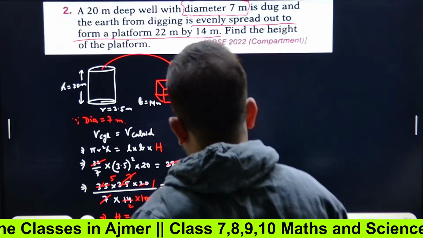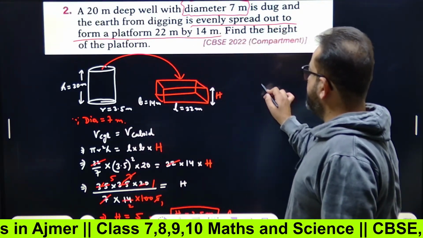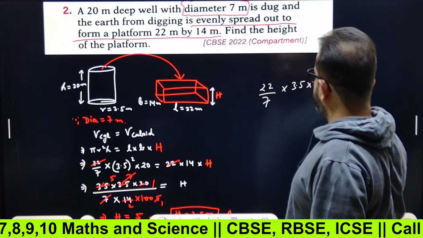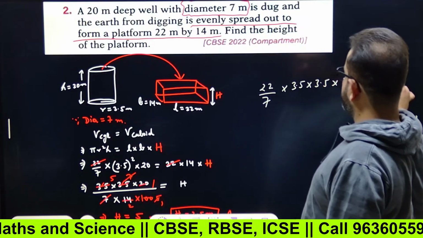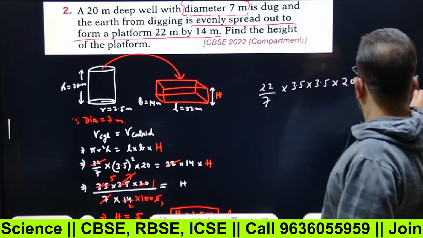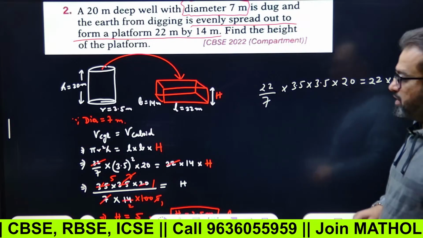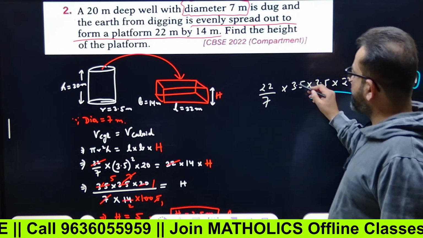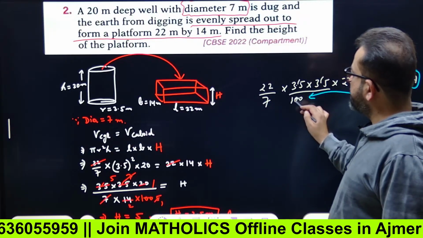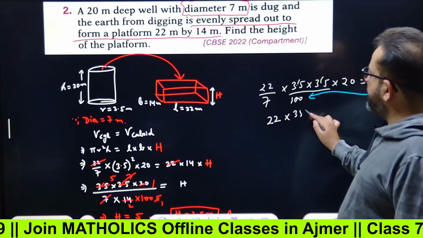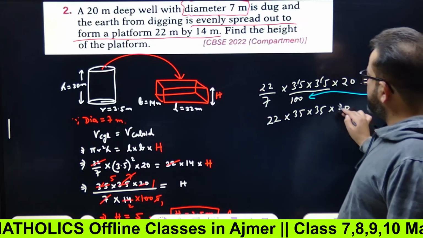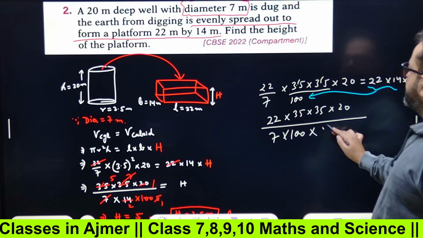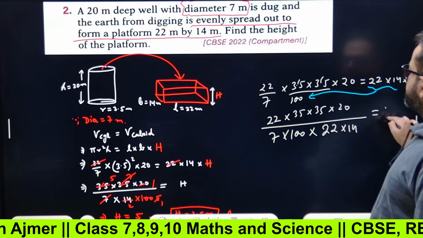These calculations, every one of you must learn. Okay, 22 by 7 into 3.5 into 3.5 into 20 equals 22 into 14 into capital H. Now you have to find this capital H, yes or no? For this, this value has to go to the denominator. So the point and point will go, the denominator will be 100 already. So 22 into 35 into 35 into 20 whole upon 7 into 100 into 22 into 14 will be there, and that equals capital H.